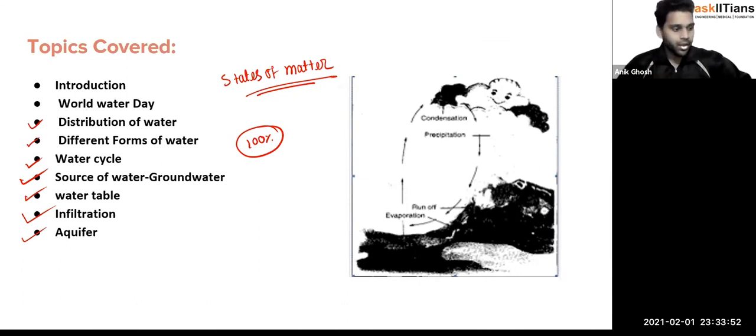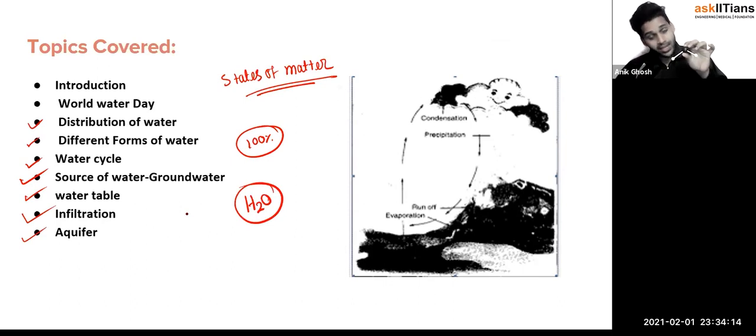Now, to start with, this is how water looks like. This is a ball and stick model where you can see the water looks like a V, and this is oxygen and these two are hydrogen. You know that the formula of water is H2O. So there are two hydrogens and one oxygen, isn't it? So it looks like this. The black one is the oxygen, and these two white balls are the hydrogens. So this is how water is formed.